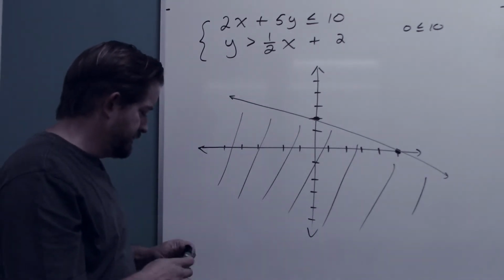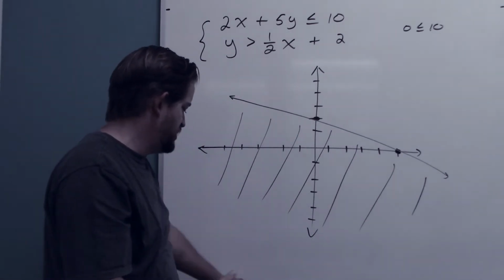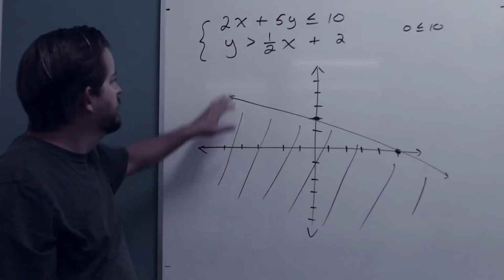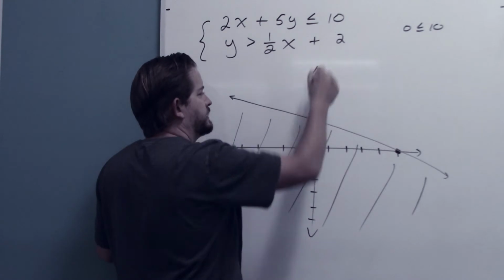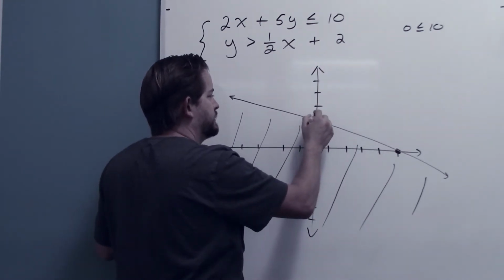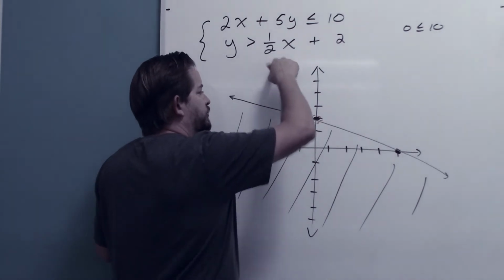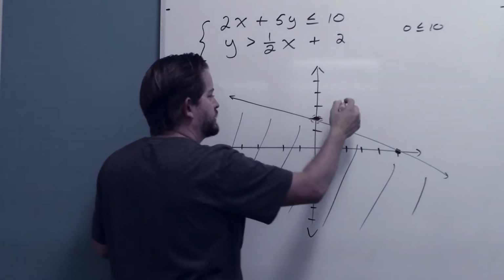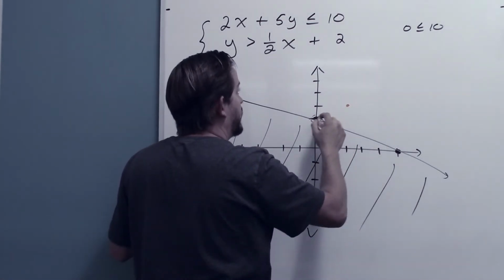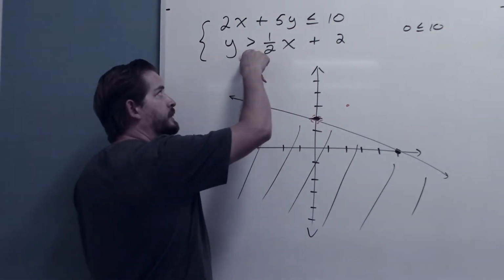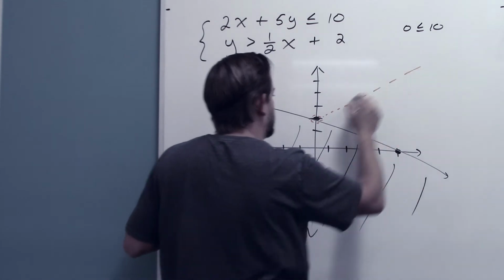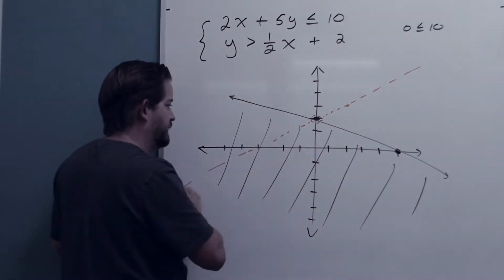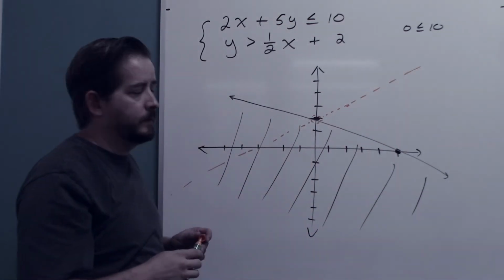And I'm going to graph this other line in perhaps orange. But this is in slope-intercept form, so I have this same point. My intercept is 2. So I'm here, right? And I have a slope of 1/2, so that means I go up 1 over 2. And this one is a dotted line because it's a strict greater than. And so I have a dotted line there, right?